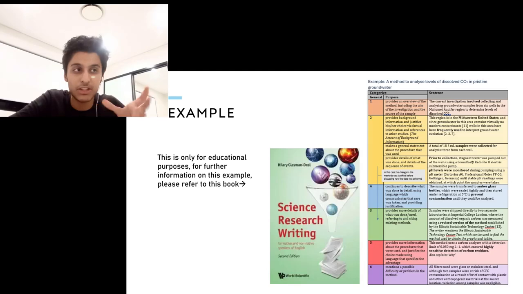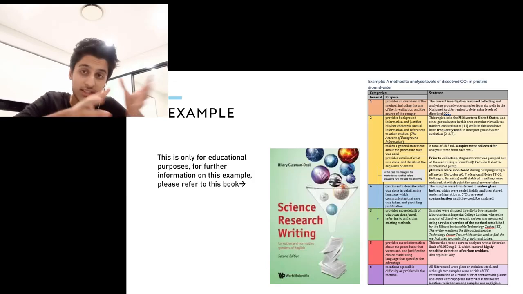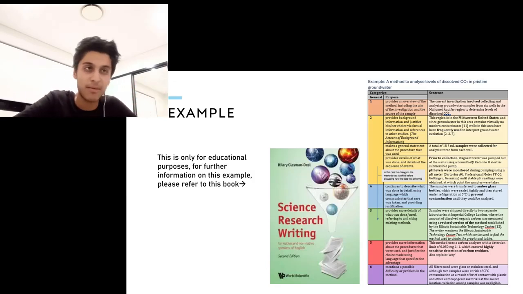And then 6, they mention a limitation. All filters used were glass or stainless steel, although 2 samples were at risk of CFC contamination. So now, let's say I'm reading this paper and I'm like, oh, what happens if there was a risk of CFC contamination? What happens if those two samples were contaminated and they mucked up the entire data? Oh look, I've just got a new way of research. I can redo the experiment with much better equipment, and I can say, hey look, if there is a change, and that could be my scientific paper.